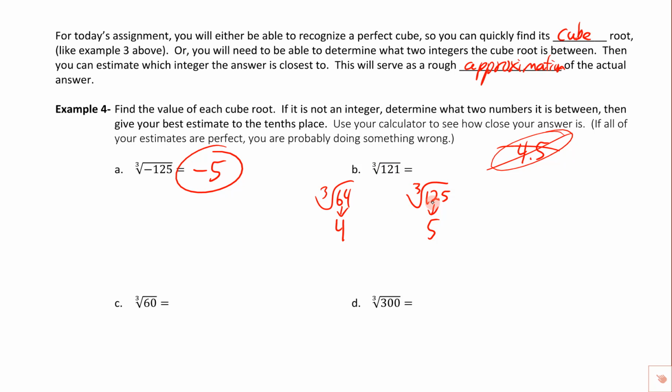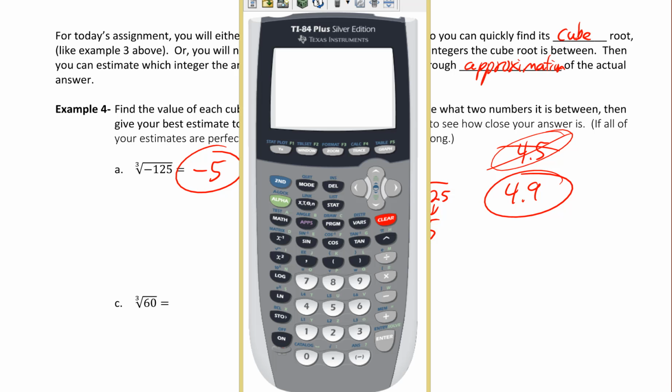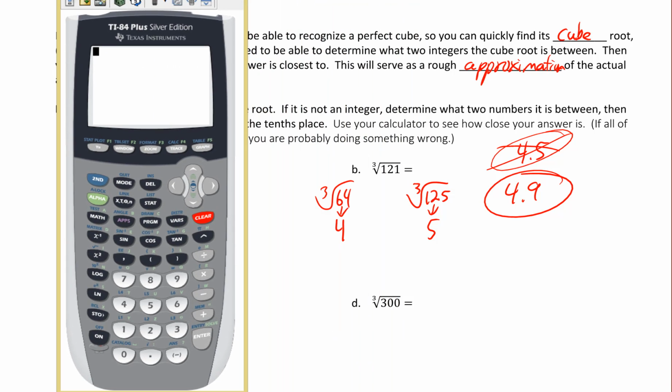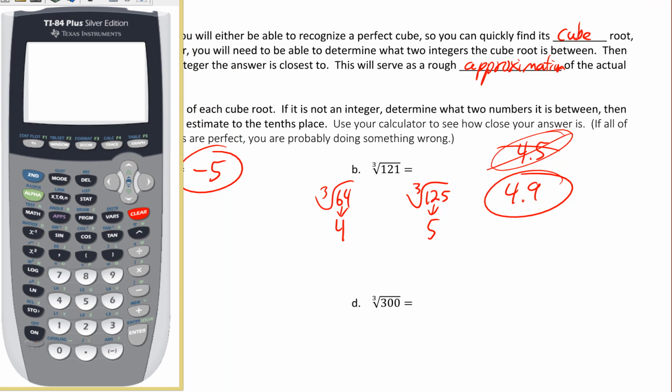So if it's closer to 125, let's take a guess that's closer to 125. Sorry, closer to 5. So let's say 4.9. Now I'm going to go ahead and circle that, and I'm going to use the calculator to check and see. Now the nice thing about this is it just says take a guess. You don't have to be perfect about this.